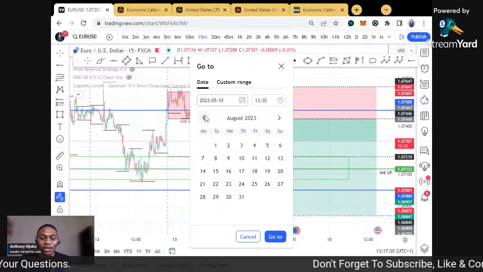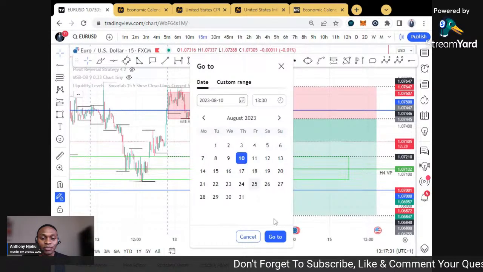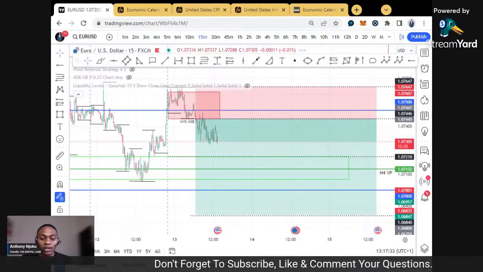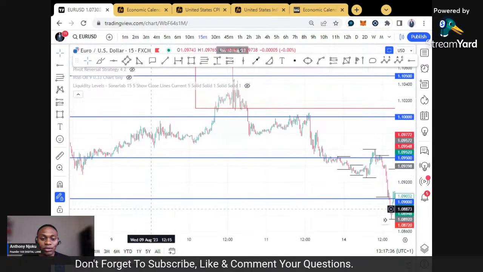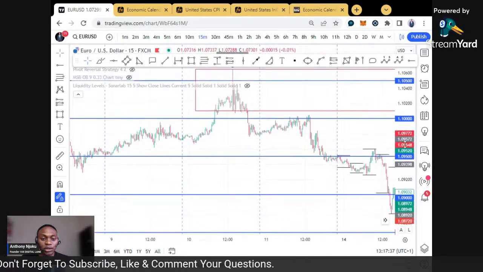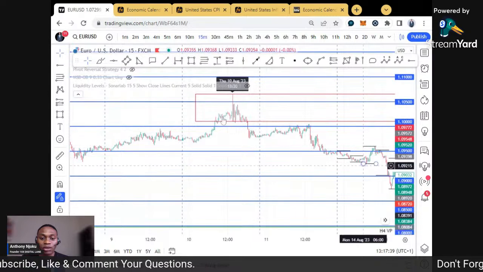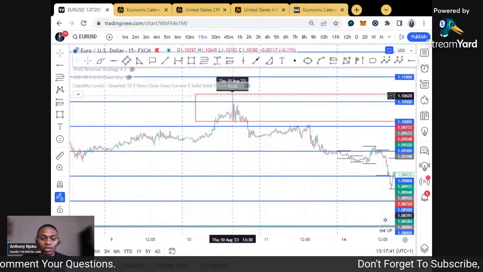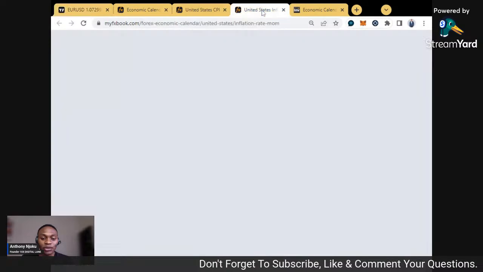Exactly by 1:30 to consensus. August 10th, this is August 10th. We go to the... okay, so on August 10th, when it was lower than consensus, what happened? There was a spike, a massive spike. Then the market ranged for some time and moved down.